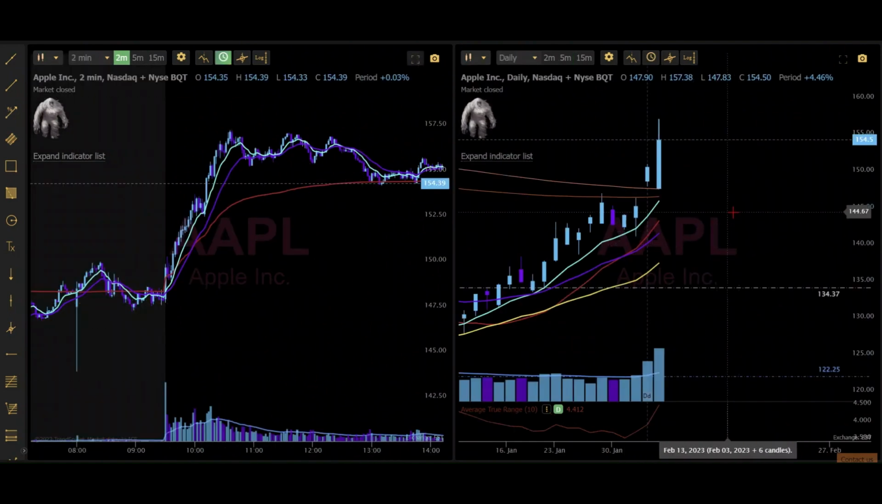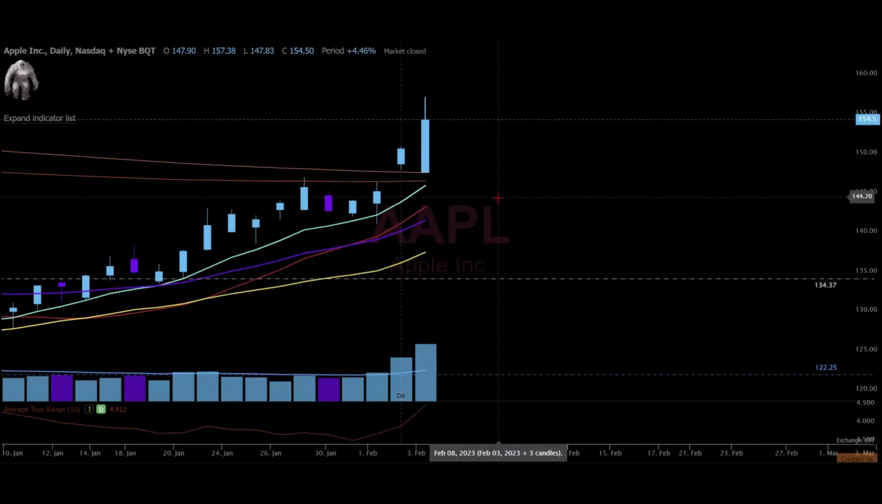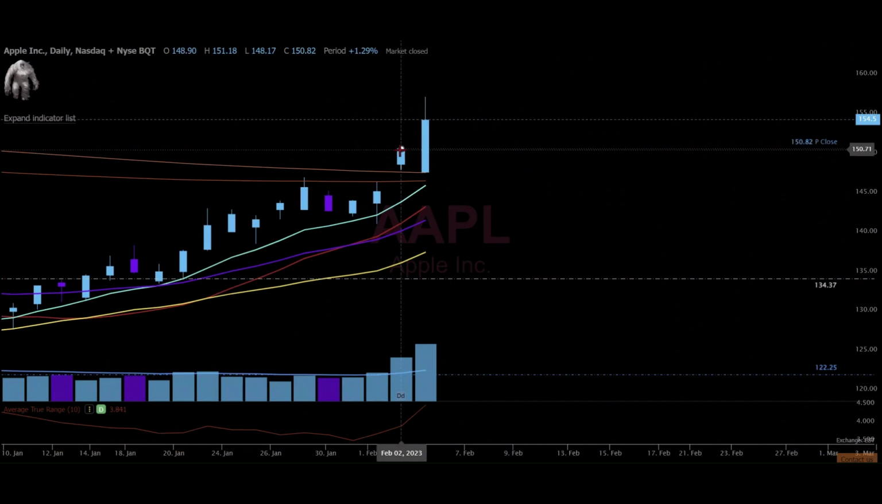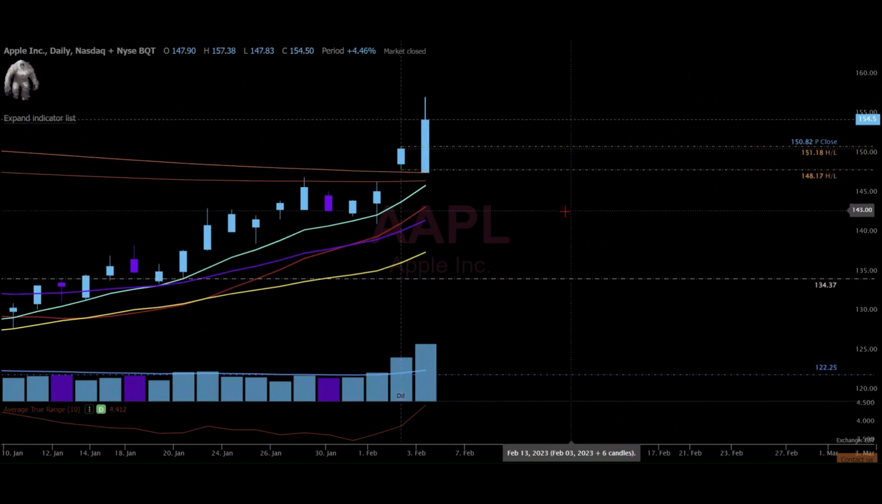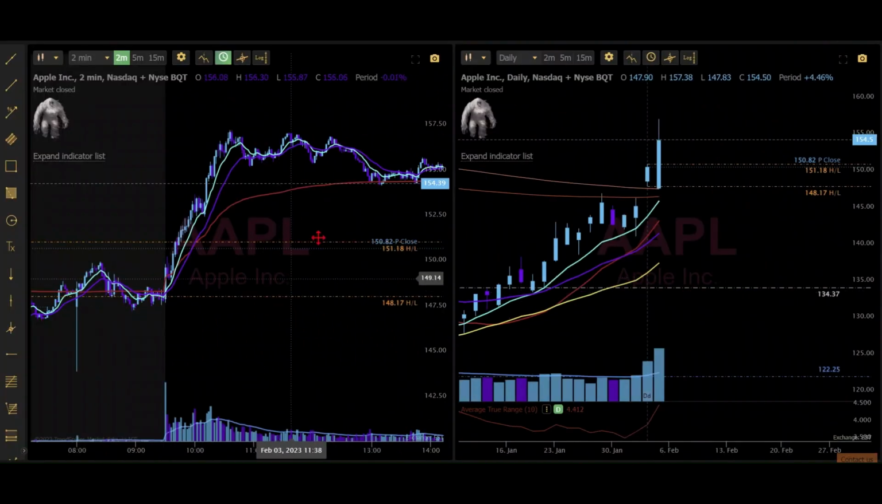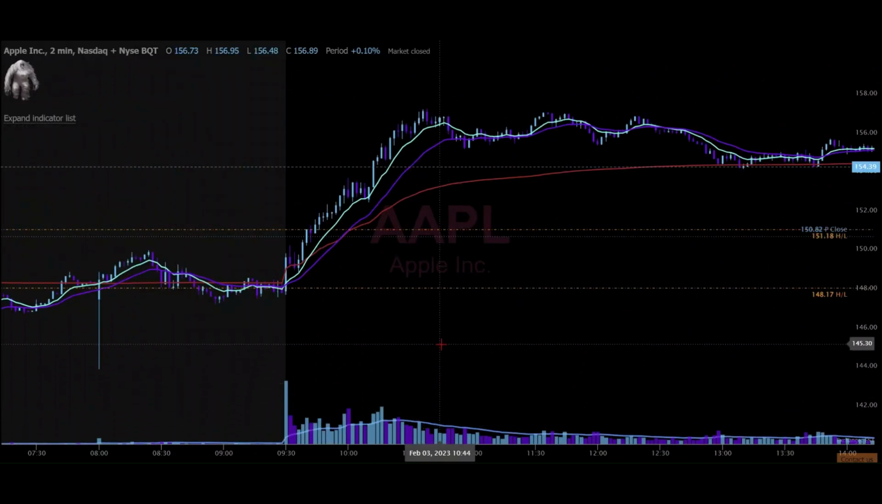So what I do the day before something I want to trade, I open the daily chart on it, and I set my high and low, and I set my previous day close. So there's our close, high, low. Now I use that to help guide me in making decisions for entries, exits.